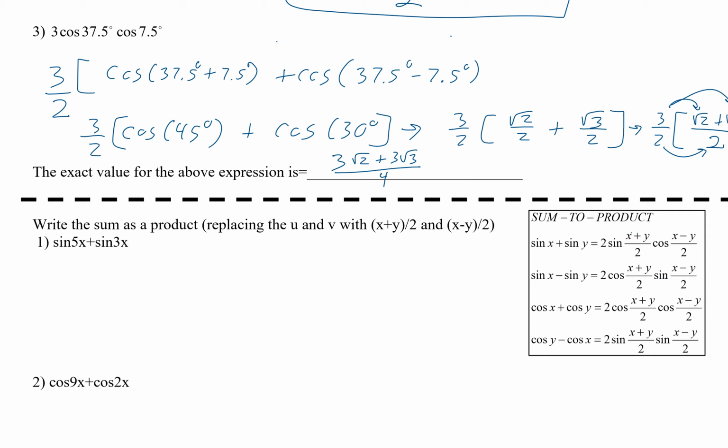Sine plus sine. So it's this one. So it's 2 sine, and then the x and the y are the letters that we are adding. So we're going to take this angle and add them. So it's 5x plus 3x over 2 cosine and then it's 5x minus 3x all over 2. Again, put the larger one first because they're commutative.